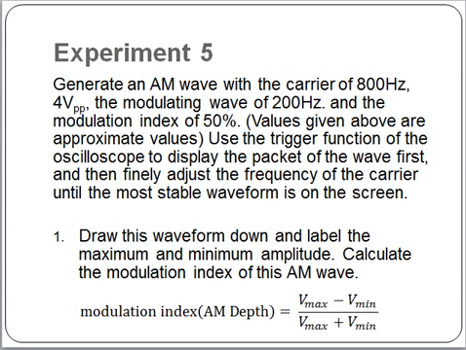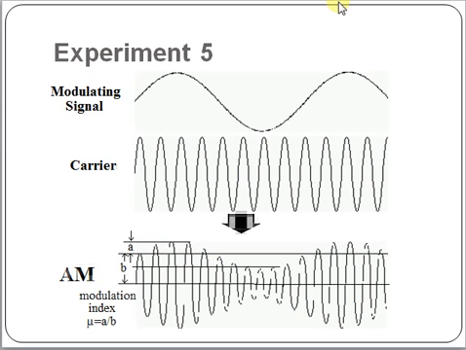Experiment 5. Generate the AM wave with carrier of 800 Hz and modulating wave of 200 Hz. When we modulate a signal using a carrier, it looks like this. One important parameter is the modulation index. It indicates the relative size of the signal in our carrier. In this figure, you can see that the output signal will change its amplitude according to our signal.